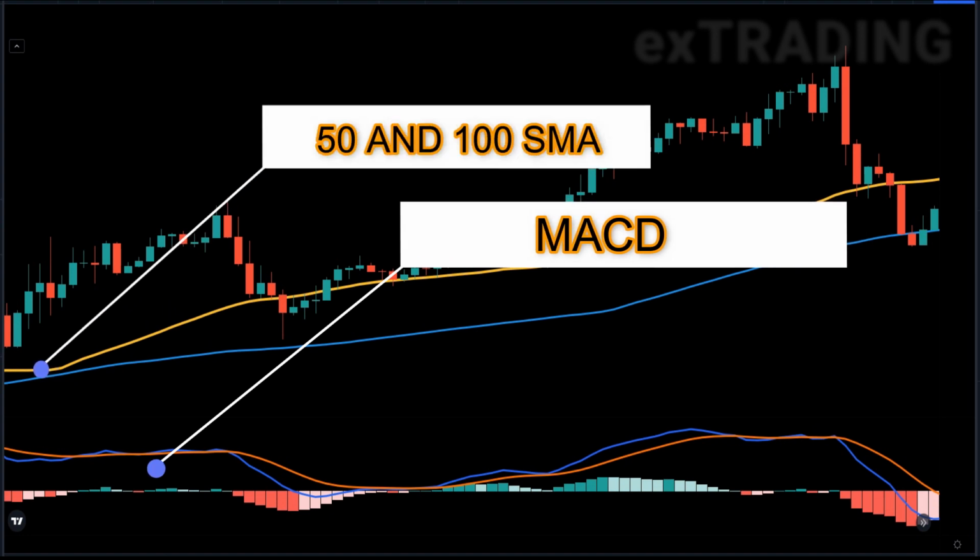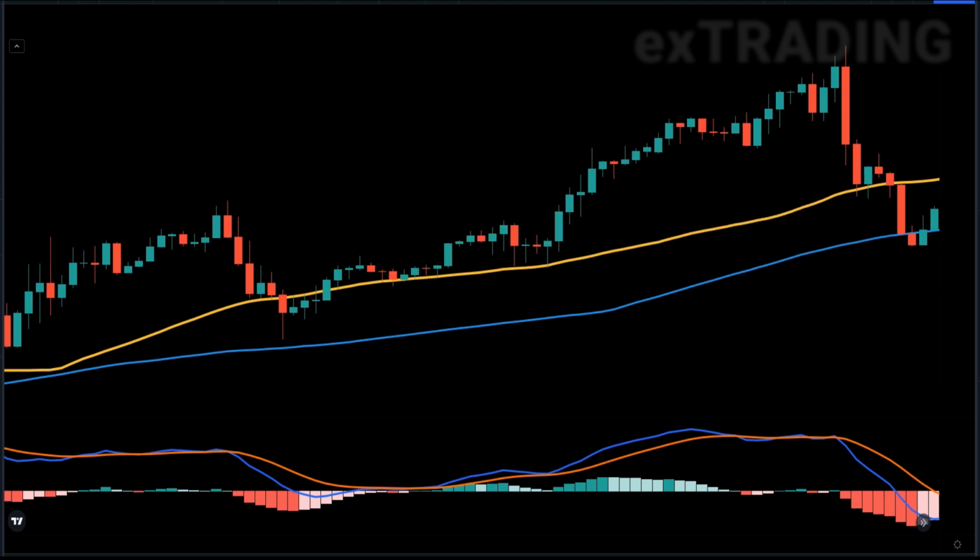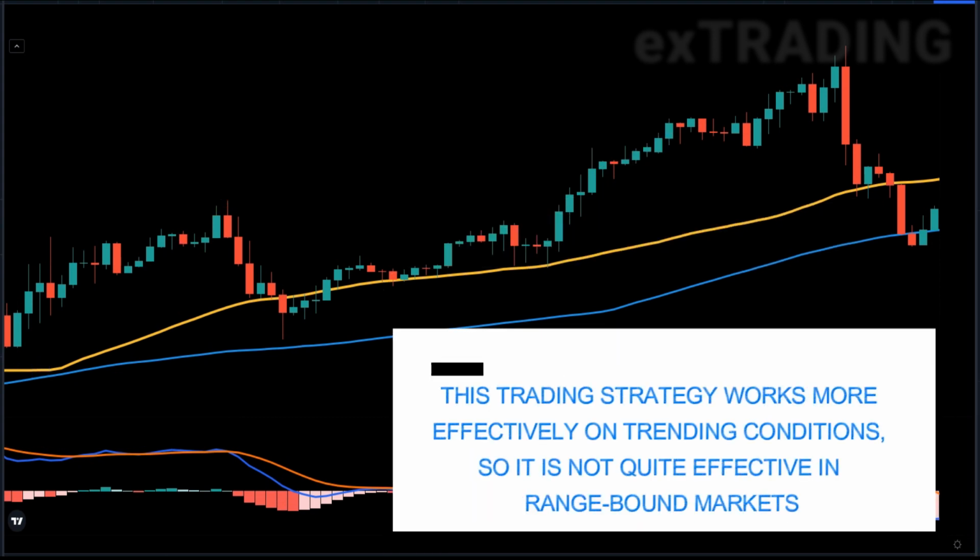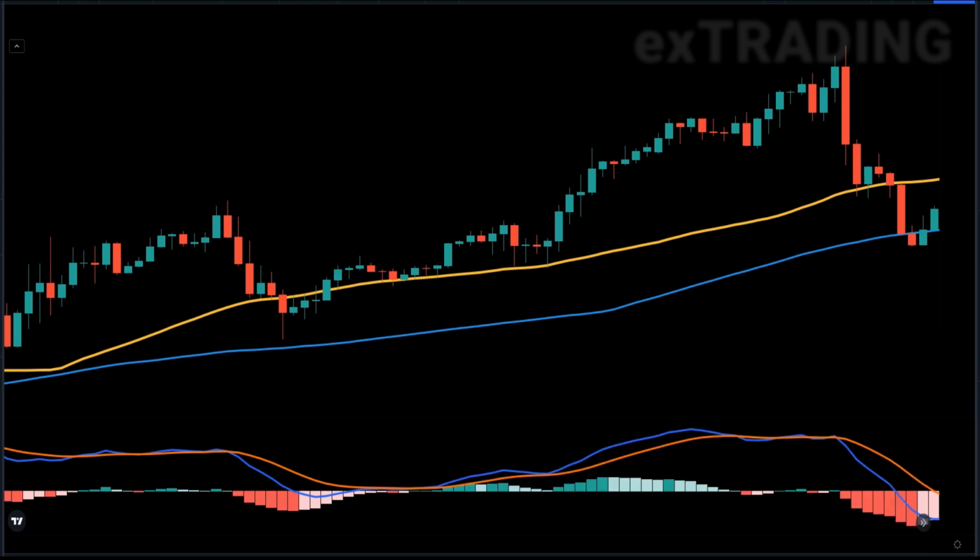With MACD and moving average combination strategy, you can learn how to ideally enter and close a trade during a trend. This trading strategy works more effectively on trending conditions, so it is not quite effective in range-bound markets.